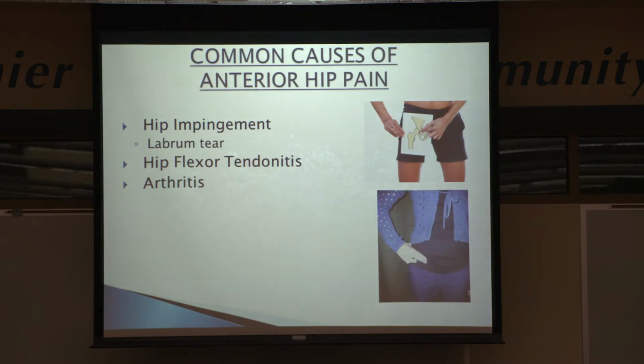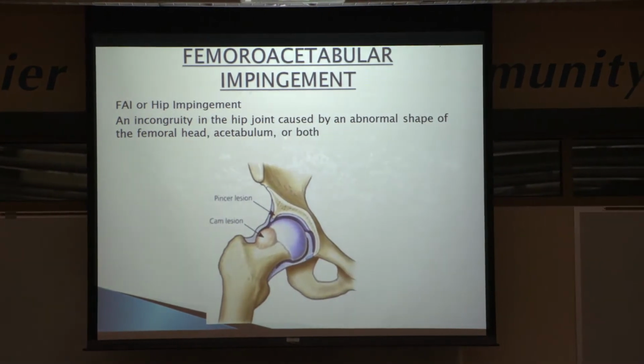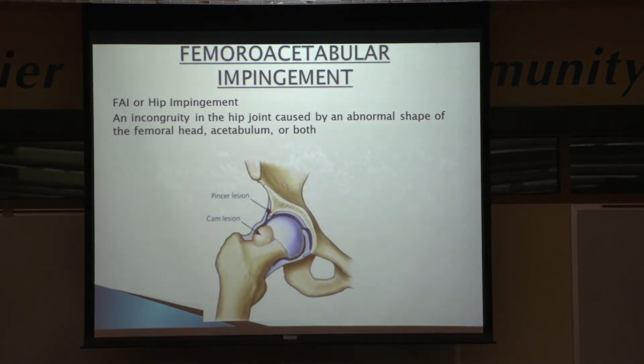So we'll start with pain in the front of the hip or the anterior hip, and things that I think about are hip impingement, often associated with a labrum tear, hip flexor tendonitis, or sometimes arthritis. So this is a big word, femoroacetabular impingement, but basically it just means hip impingement. It's the femur and the acetabulum to form that big word.